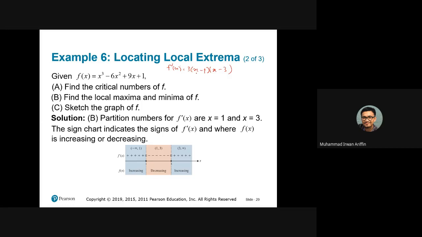Less than 1 means this would be negative, and this would be negative. So a negative multiplied with a negative number gives us positive. So f prime of x would be positive from negative infinity to 1. Okay, and what about from 1 to 3?